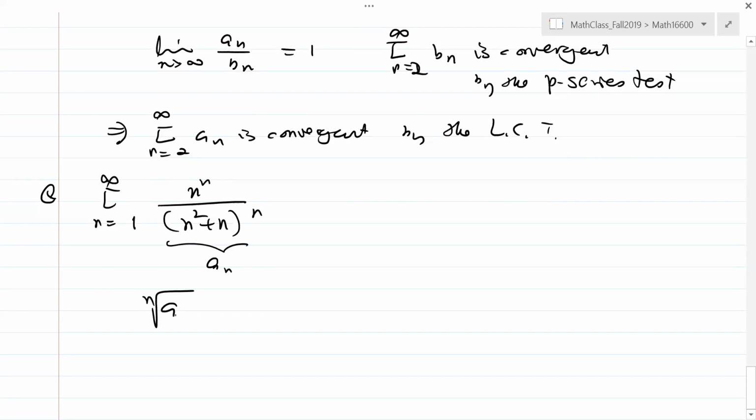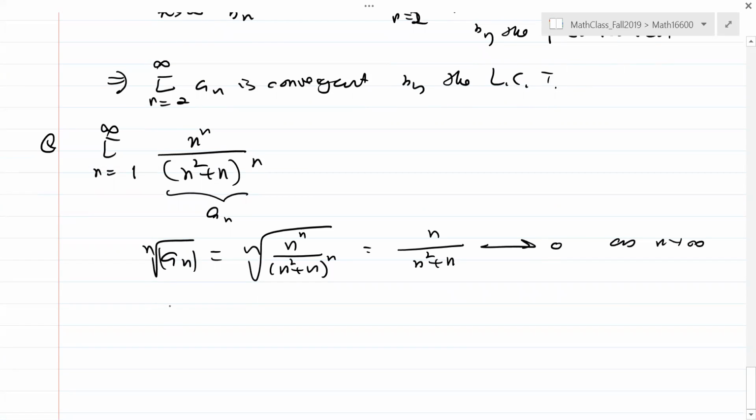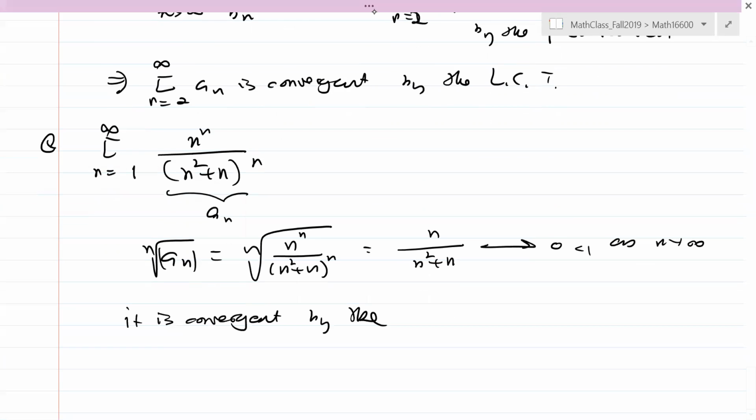Say it's a root test, which is going to be... okay. After simplifying, it's n over n squared plus n. Clearly, the limit is 0 as n approaches infinity. 0 means it's smaller than 1, right? So that means... yeah. So it's smaller than 1, right? So that means it is convergent by the root test.